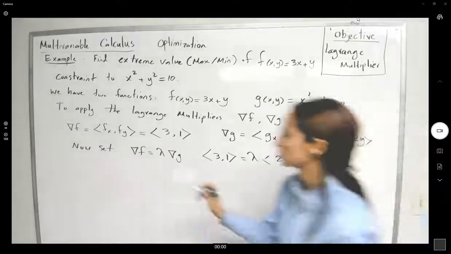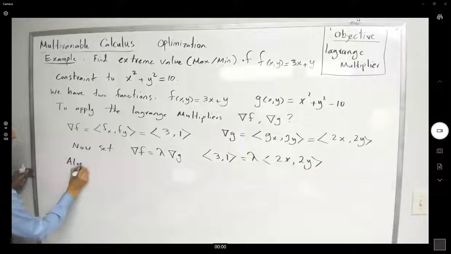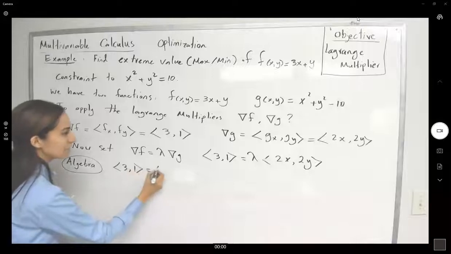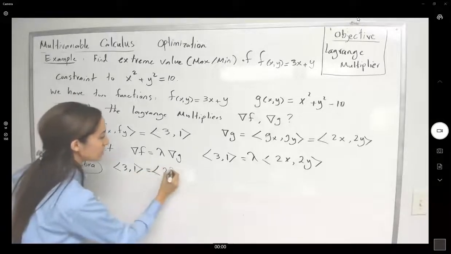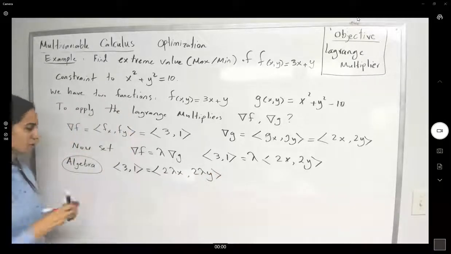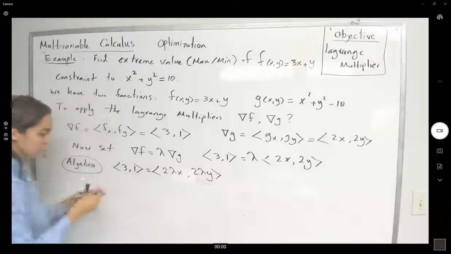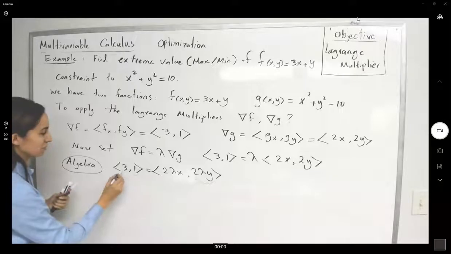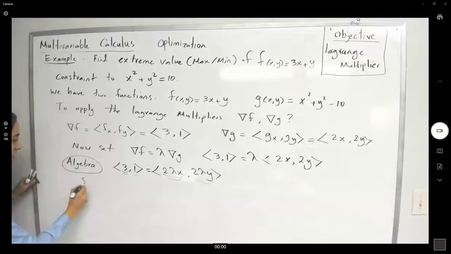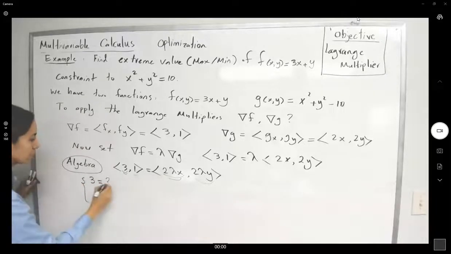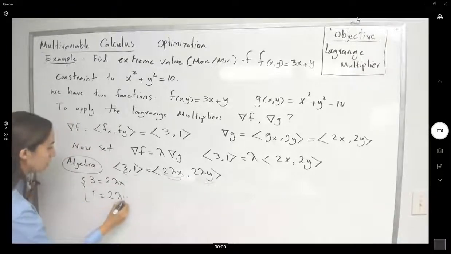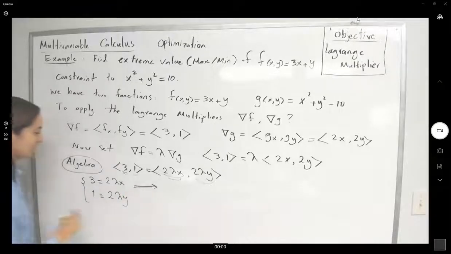The rest is algebra. Algebra says (3, 1) is equal to (2 lambda x, 2 lambda y). These are just simple vectors: the first components must be equal to each other, and the second components must be equal to each other. So we have 3 equals 2 lambda x, and 1 equals 2 lambda y. So, there you go.